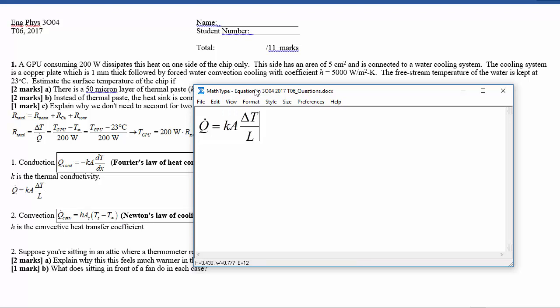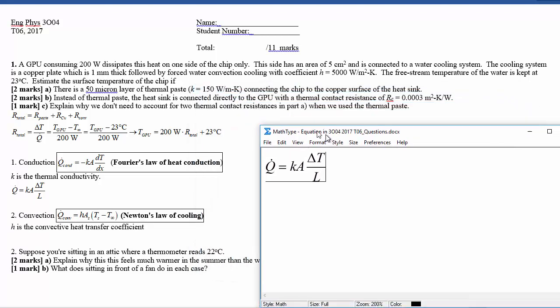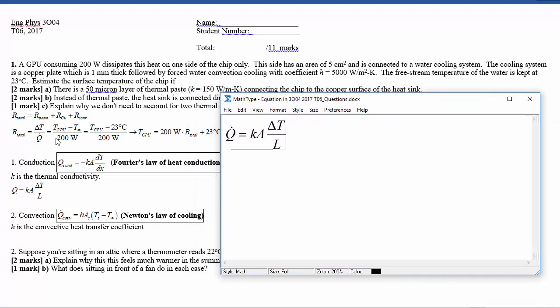So that means that if we needed this to relate the resistance to the temperature gradient, then this is supposed to be the conduction resistance times the change in temperature. Wait, that's not right. It's supposed to be 1 over the conduction resistance times the change in temperature for this equation to work out.